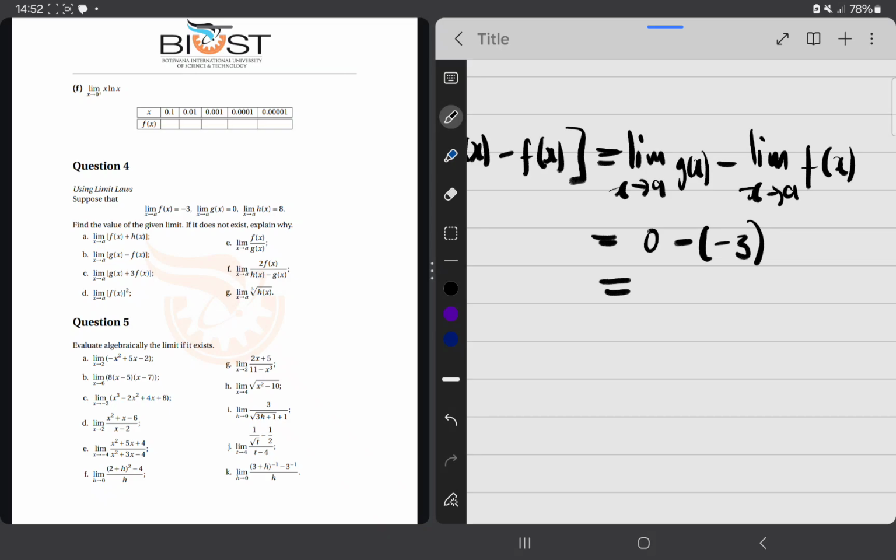Be careful. Watch out for these negative signs, because this is going to trick you. There's a minus, then the limit of f is -3, and it comes after this minus. So that is what we do. 0 minus -3 is like 0 plus 3, and your solution will be 3. This is going to be the solution.